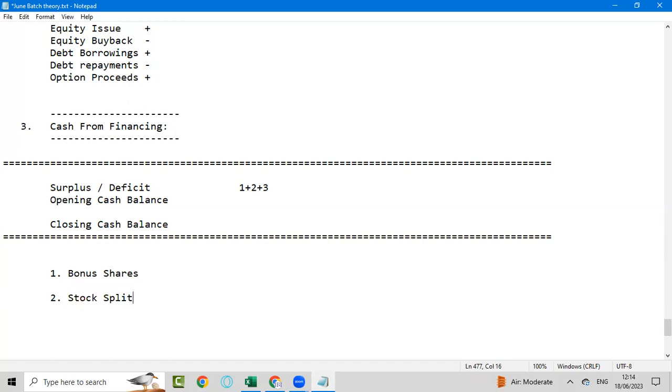Where will it be reported? Investing. Okay. Third, debt has been converted to equity. Where will it come? Tell me. Where will it not come? So financing. Okay, financing.